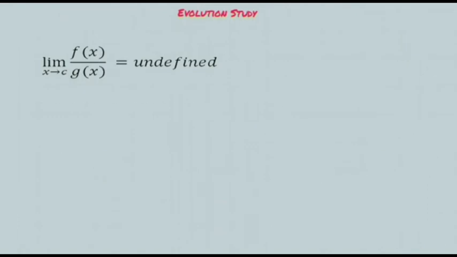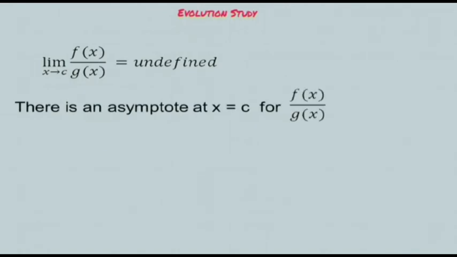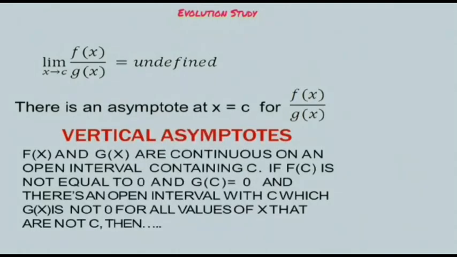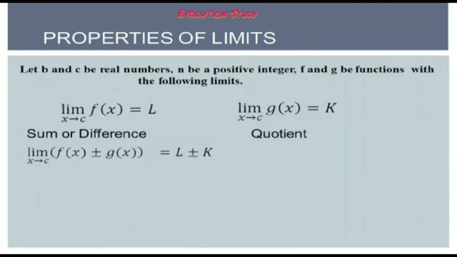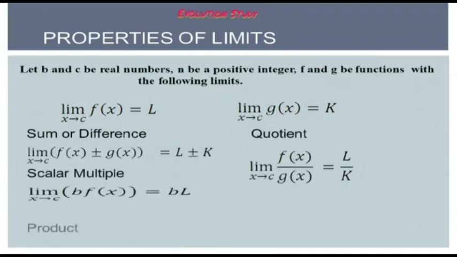Limit x tends to c f(x) divided by g(x) is undefined. There is an asymptote at x equals c for f(x) divided by g(x). Now what are vertical asymptotes? f(x) and g(x) are continuous on an open interval containing c. If f(c) is not equal to 0 and g(c) is equal to 0, and there is an open interval containing c in which g(x) is not 0 for all values of x that are not c, then let b and c be real numbers and n be a positive integer. f and g are functions with the following limits.